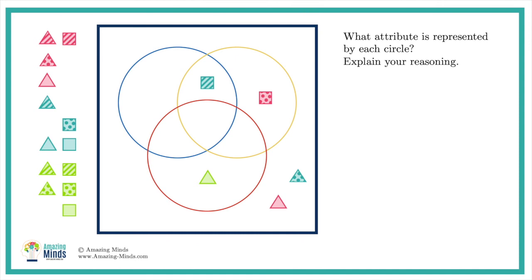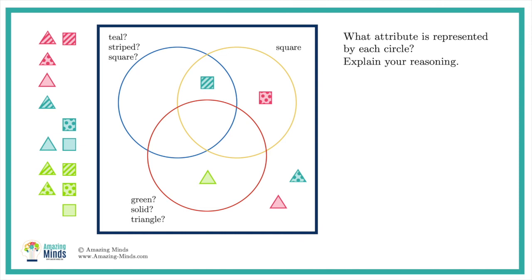Students may use the strategy of thinking about all of the attributes that are inside the circle and then eliminating the ones that are not correct. When it asks what attribute is represented by each circle and explain your reasoning, explaining your reasoning is the most important part.